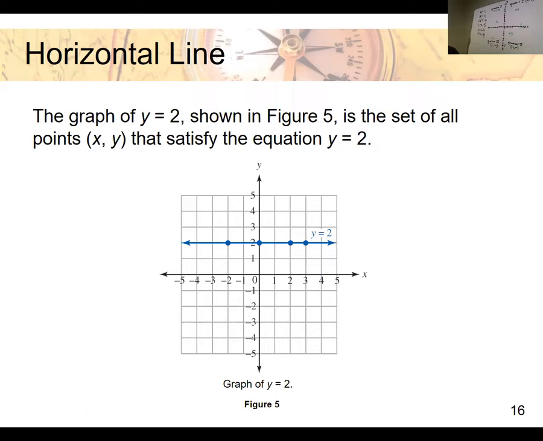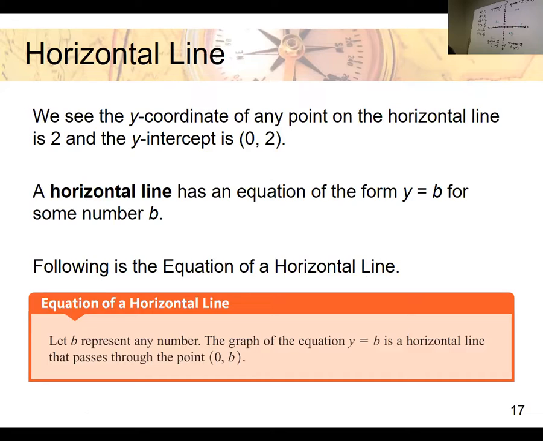So that leads us to this: a horizontal line has an equation of the form y equals b, and b is going to be some number. In the orange box, b is going to be any number. The graph of the equation y equals b is a horizontal line that passes through the point (0, b), because a horizontal line always crosses the y-axis. All right, questions about a horizontal line and what it looks like?